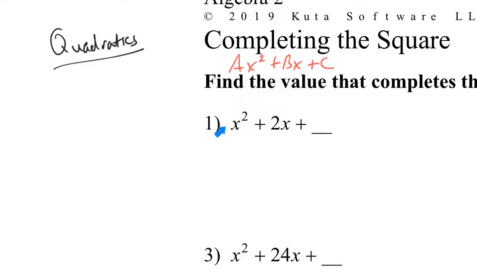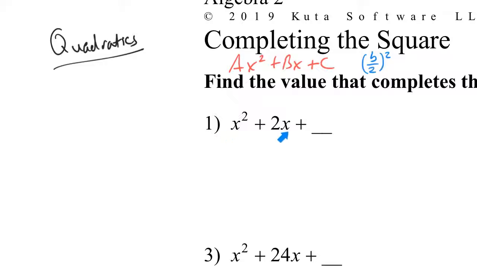But what's important to remember is that a, b, and c are always numbers. They are never x's. They're always just the number in front of the x's. Now the formula that you're going to need today for completing the square is this. It is b over 2 quantity squared. Being a little bit sloppy here, I used a lowercase b, but I mean that b right there.